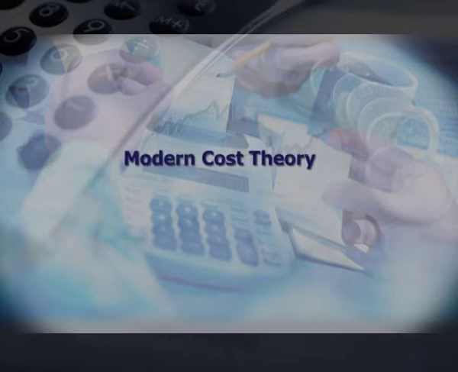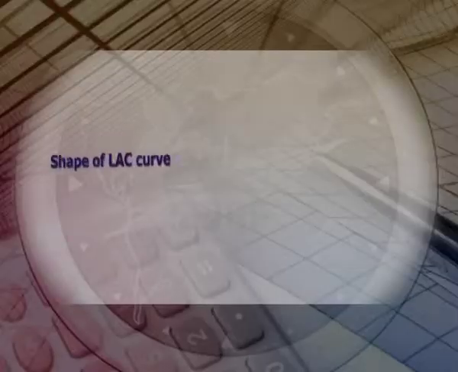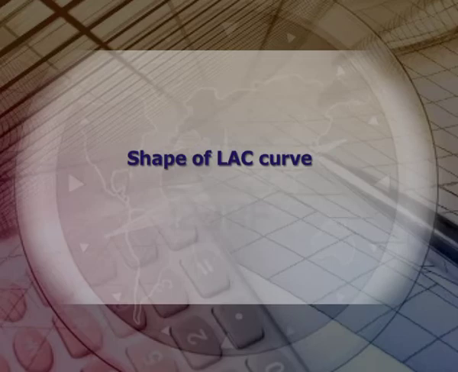Now, moving forward with modern cost theory. Recent empirical studies have indicated that diseconomies are not a necessary consequence of large scale operations. The main reason for this is reserve capacity to cater to changing demand conditions. A consequence of reserve capacity is the L shape of the long run average cost curve and the saucer shape of short run average variable cost curves. L shape of long run average cost curve.